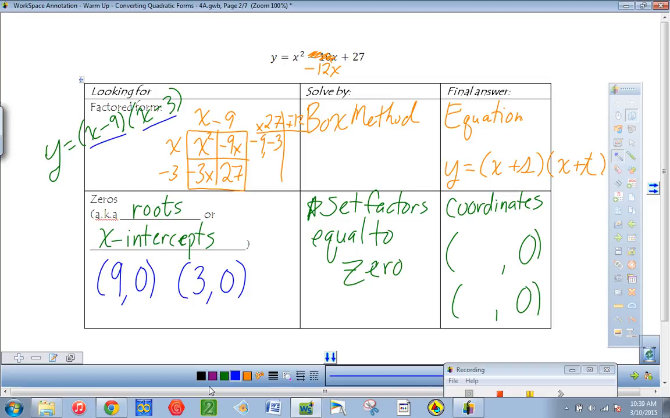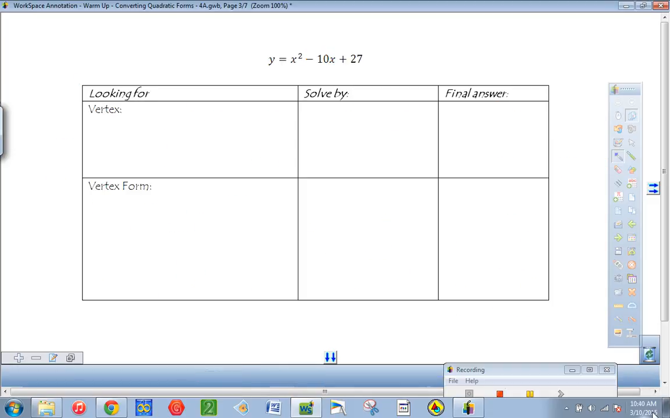Let's go to the vertex now. Last part is figuring out that vertex in vertex form. Cool? If you are looking for the vertex, what is your final answer going to be? It is going to be a coordinate.